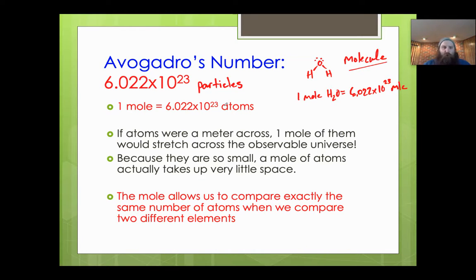Now, you just watched that video. Obviously, times 10 to the 23rd is huge. So a mole of carbon only weighs like 12 grams. So that implies to us atoms must be really small. Just to kind of give you a visual, right? If you had an atom and an atom was a meter across, and you had a mole of them, well, that mole would stretch from one end of the observable universe to the other. All right. Fortunately for us, atoms are really tiny, so they don't take up a lot of space at all. The big takeaway, all right? The mole lets us compare the same number of atoms in order to compare 2 different elements. Oxygen and carbon, apples to oranges, right? They're not the same thing, but a mole of each lets us compare them.